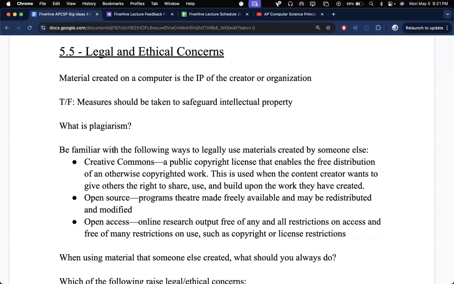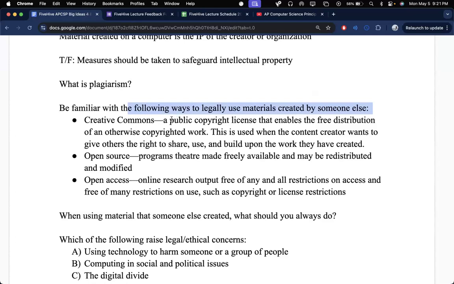Okay, with that out of the way, we should be familiar, of course, with the following legal ways to use materials. So we have Creative Commons, which is a public copyright license. Essentially, whenever we as creators want to give other people the right to share, use, and build upon the work we've made, then we can use this kind of Creative Commons license, right? Open source is specifically for programs. Programs that are made freely available and may be redistributed and modified.